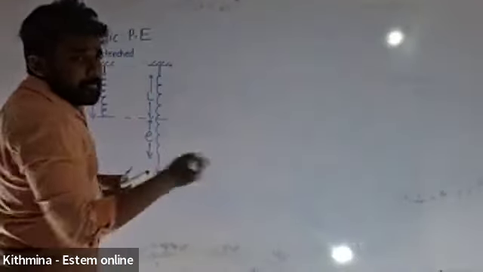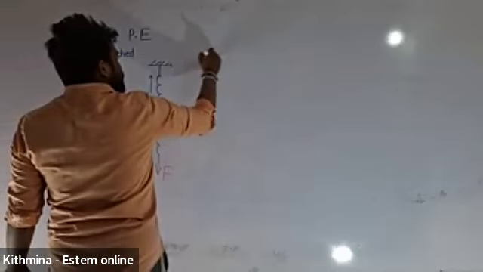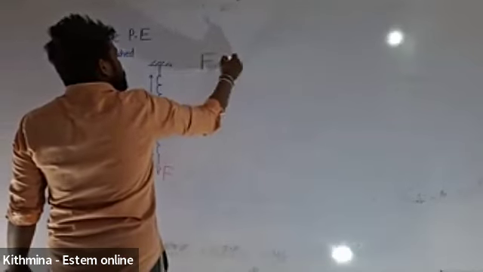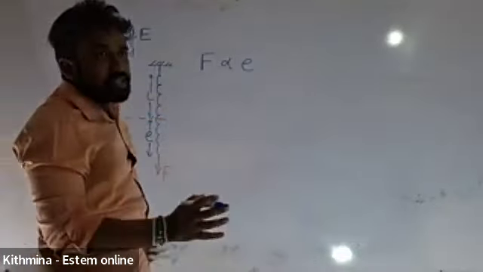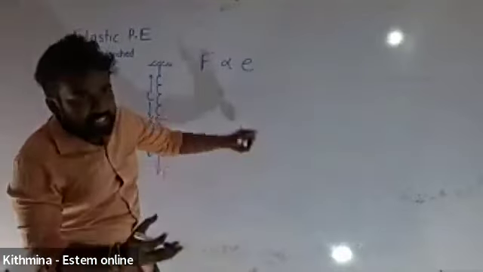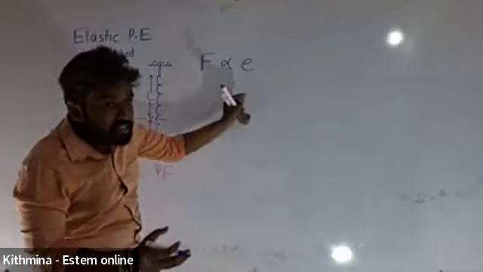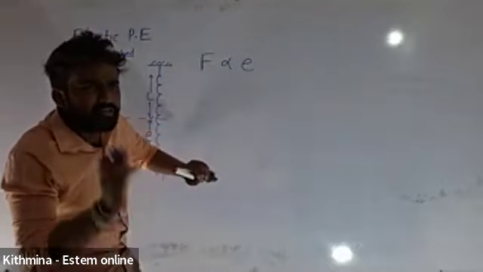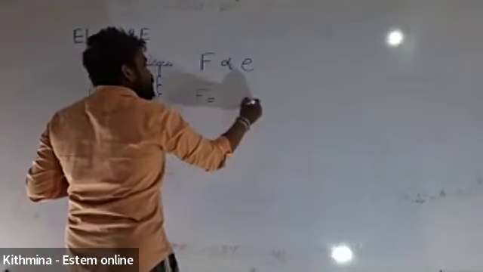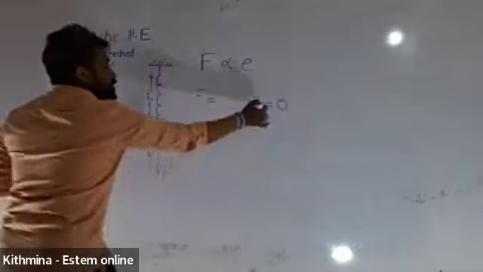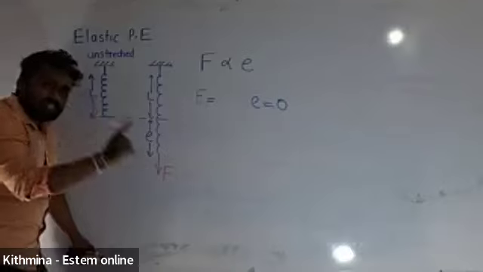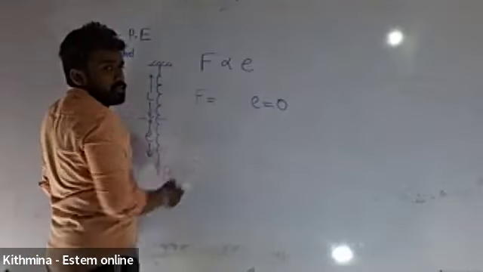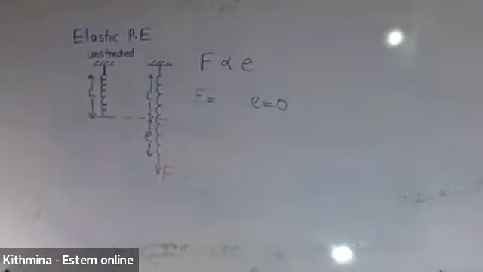But Hooke's law tells us that this F is proportional to E. F is proportional to E means F is increasing with E. What is the value of F when E equals 0? E equals 0 means this condition, no? When E equals 0, what is the value of F? 0. Very good.